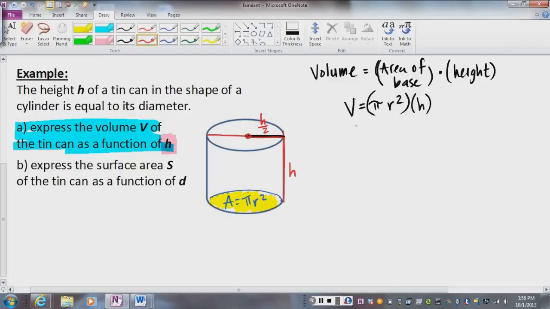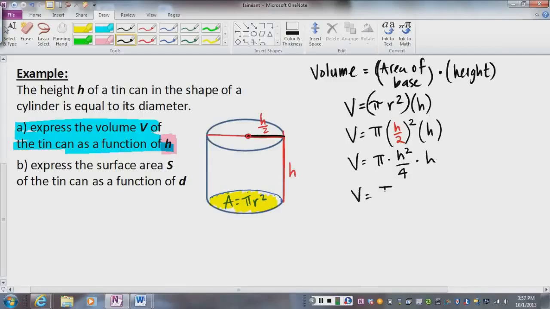So, I have volume equals pi times the radius squared times the height. And for the radius, we're going to say h over 2. When I simplify this, I have v equals pi times h squared over 4 times h, which is pi times h cubed over 4. I wrote that a little sloppy. Let me clean that up here.